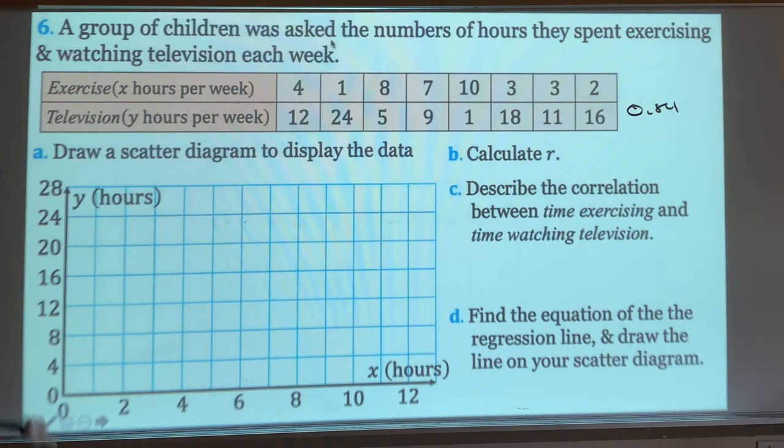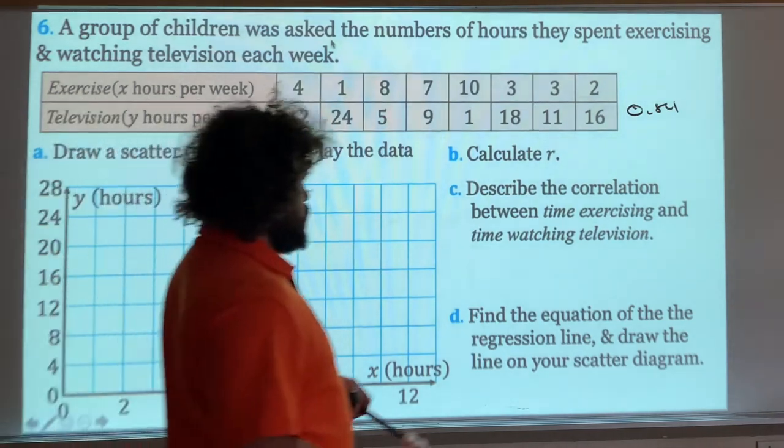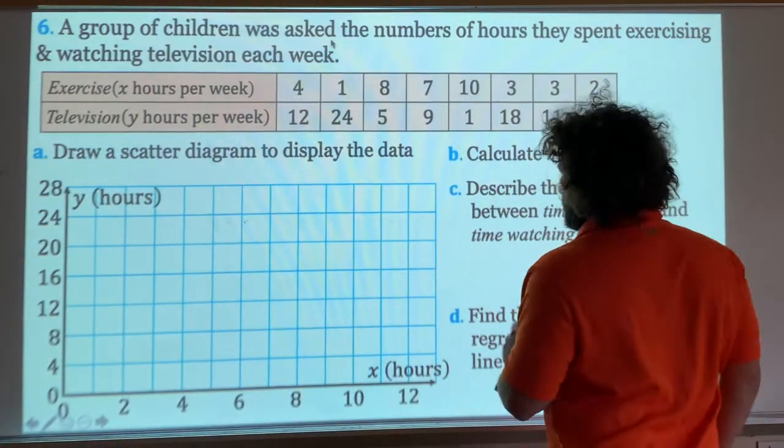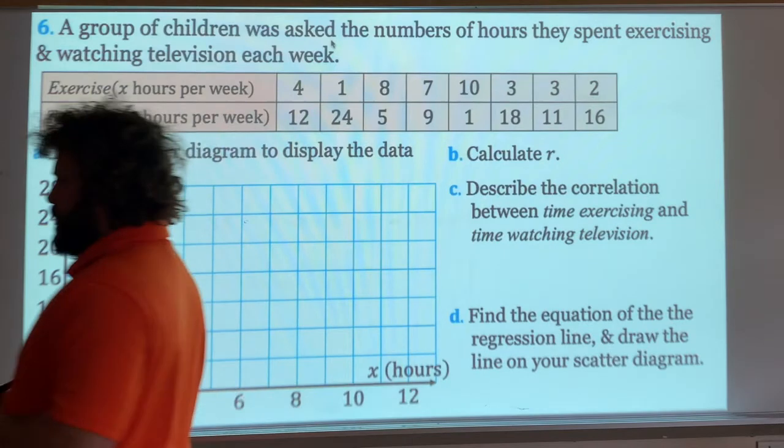Problem number 6. A group of children was asked for the number of hours they spent exercising and watching television each week. Oh. You should exercise probably as much as you watch TV, but I don't know anyone that does that.